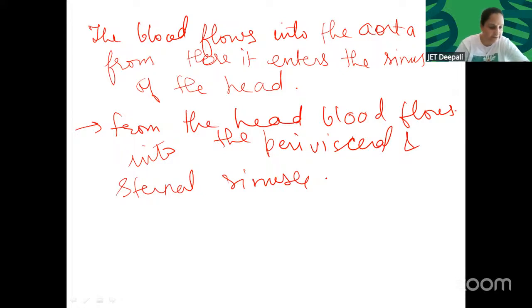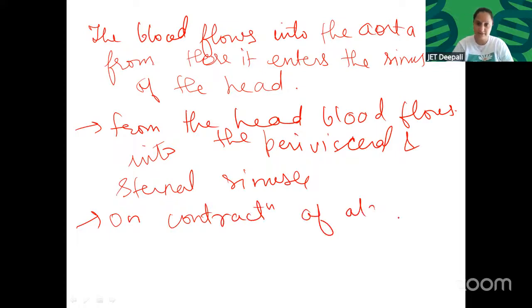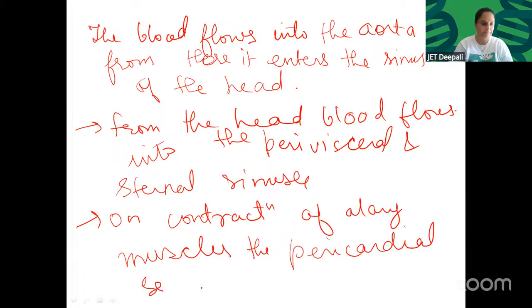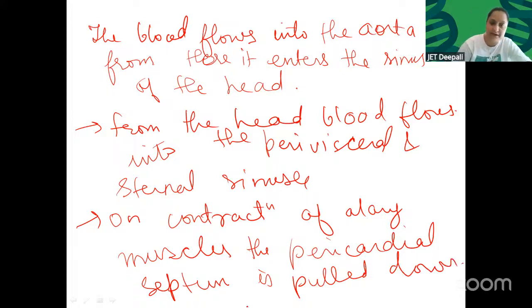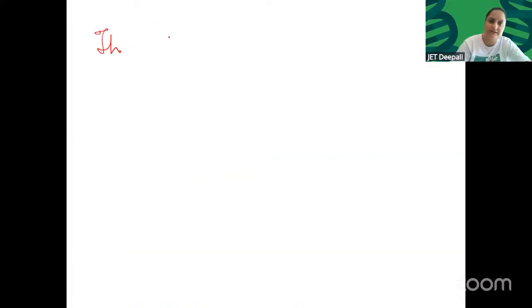Okay, sternal sinuses. On contraction of alary muscles, the pericardial septum is pulled down. Okay, next, this increases the volume of the pericardial sinus.